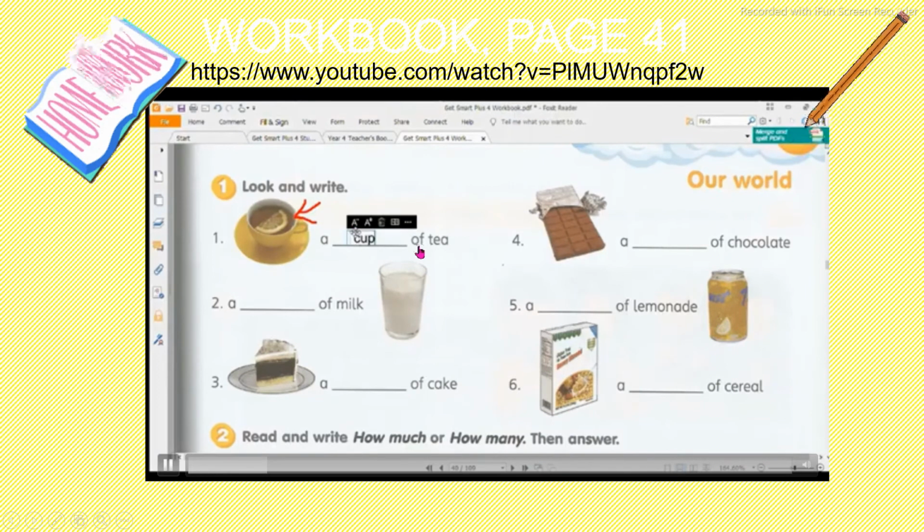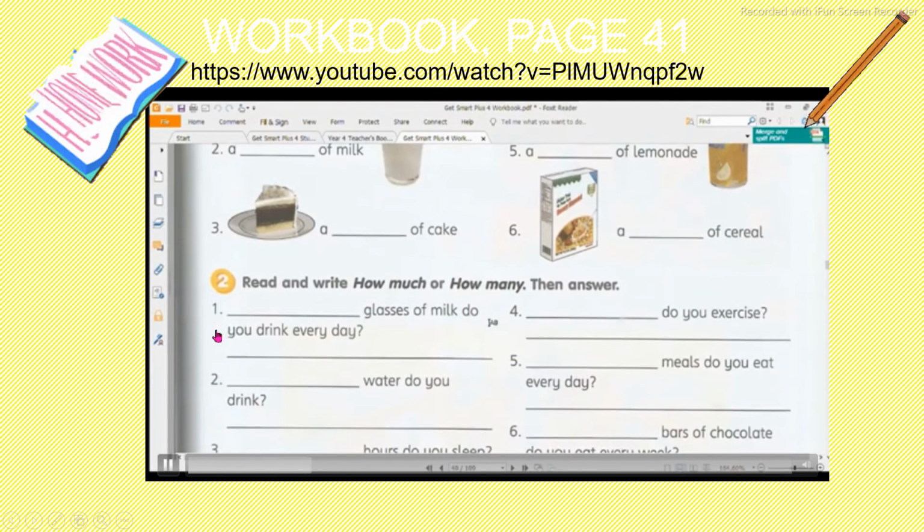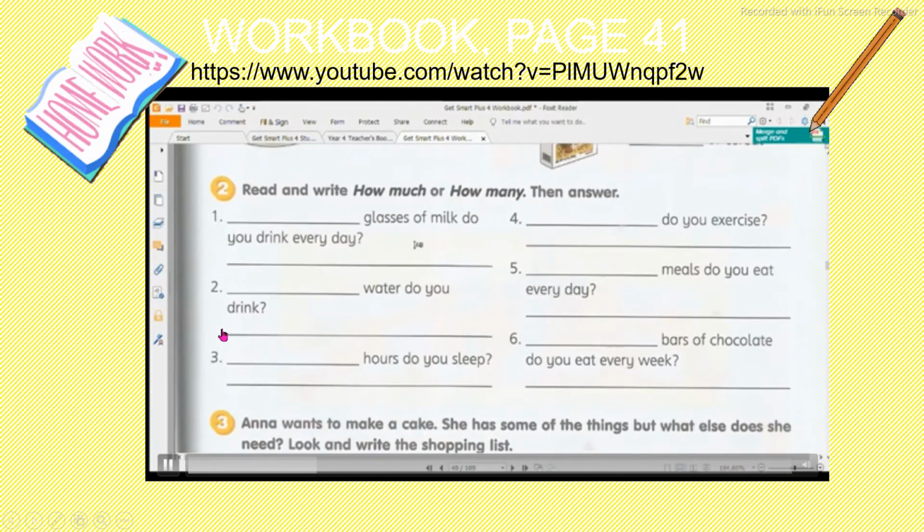For number 2, look at the picture, there's a glass here. Number 3, a slice. Number 4, a bar. Number 5, a can. Tin. Number 6, a box. Okay, if you're not sure of the spelling, you can always open your textbook and check. Right? For activity 2, read and write how much or how many, then answer.